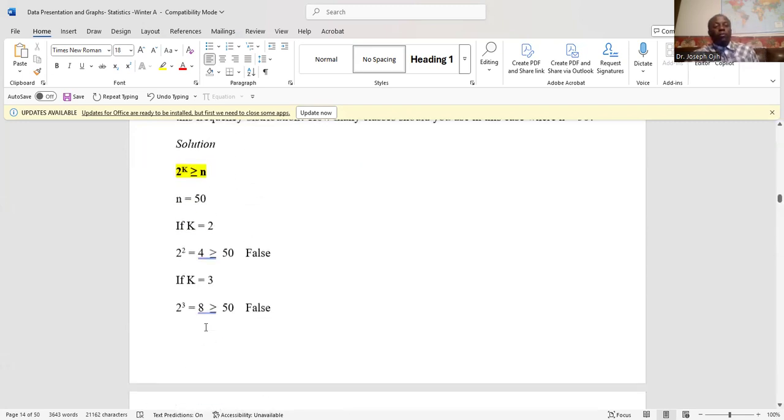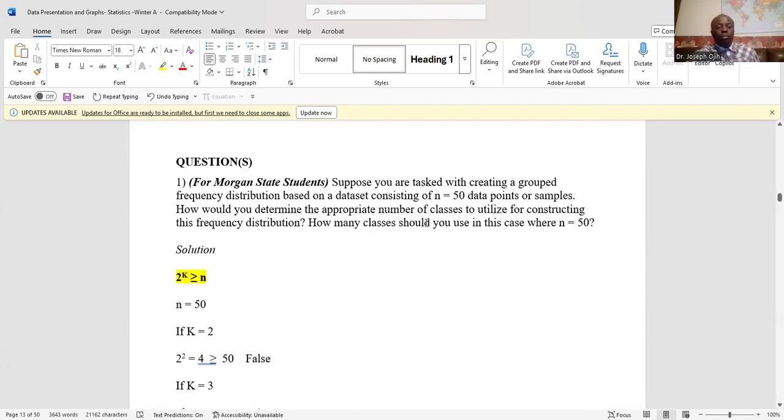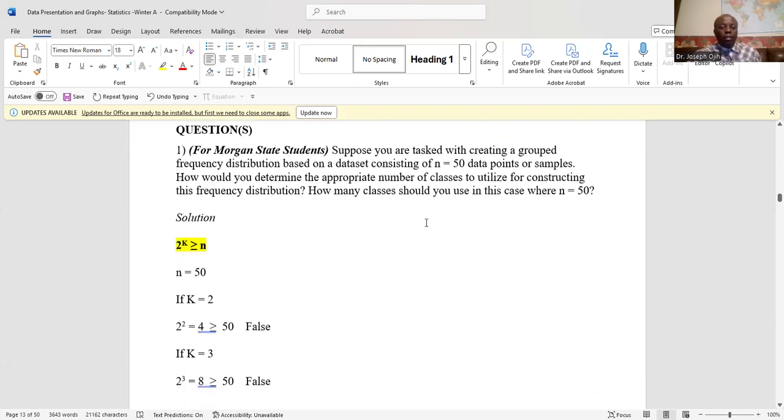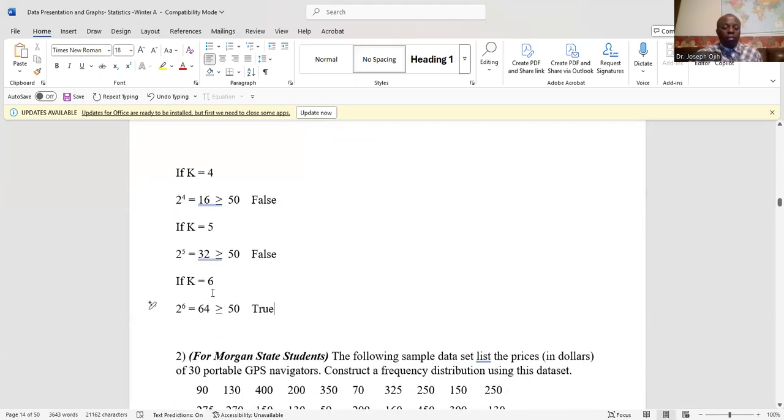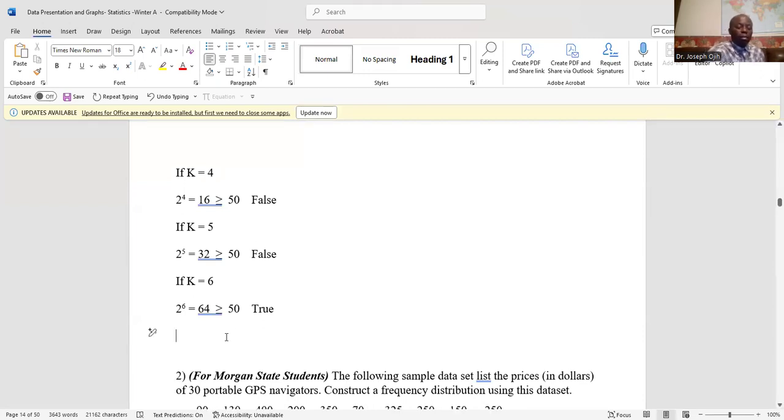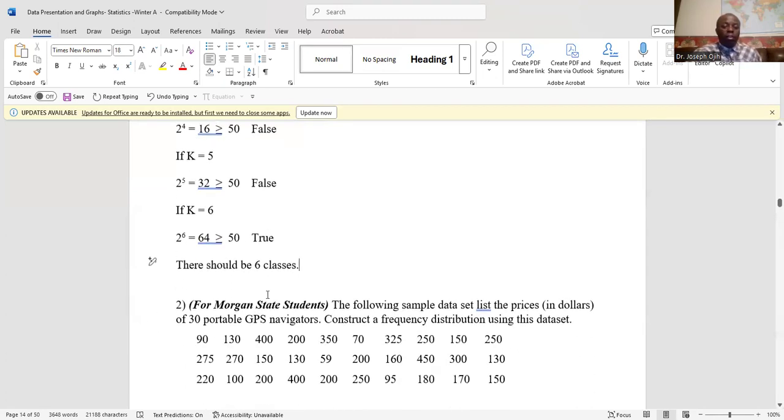The question was asking you to find how many classes you should use. So that means K is 6, so the number of classes should be 6. There should be 6 classes. Okay, that's how you determine it. That's how you figure out how many classes to use. If the question didn't give you the exact number of classes, you can use this method to figure it out.